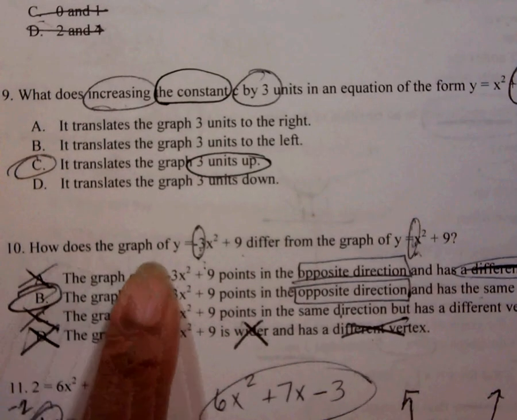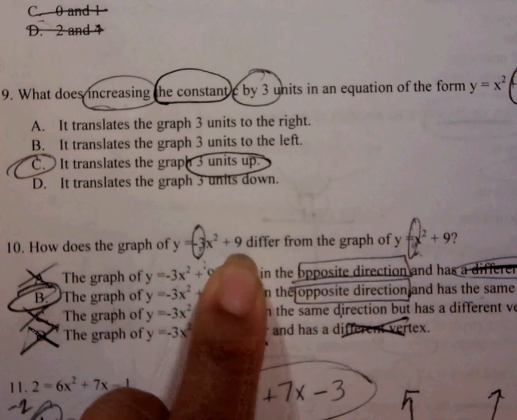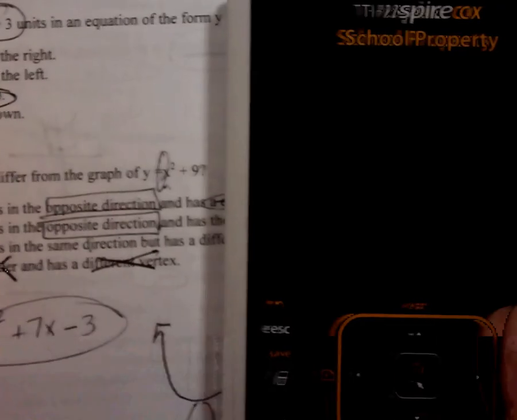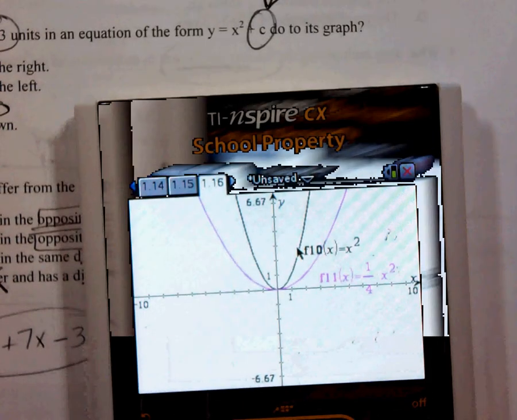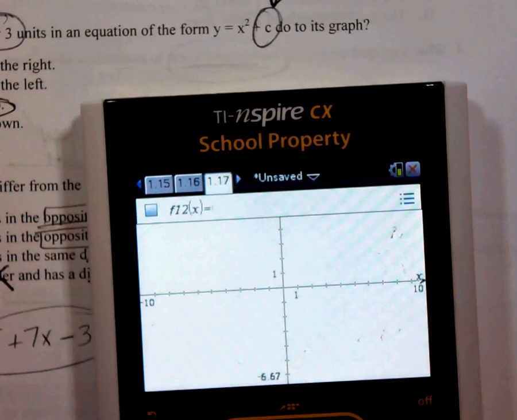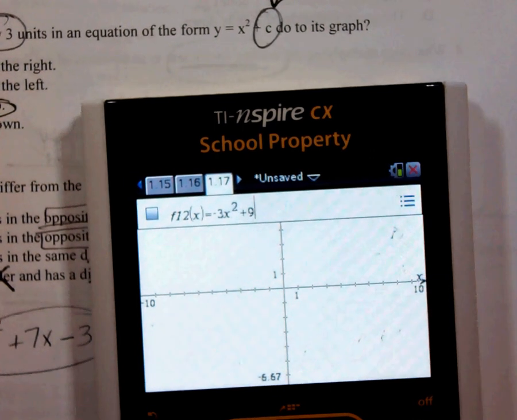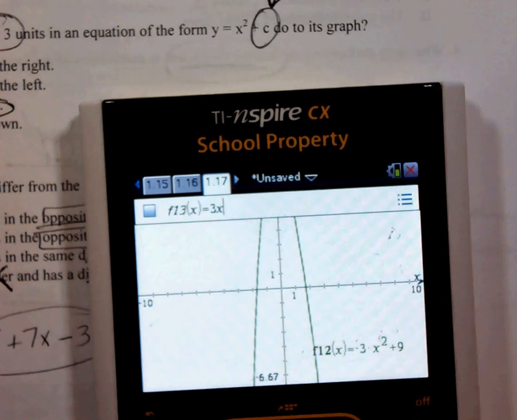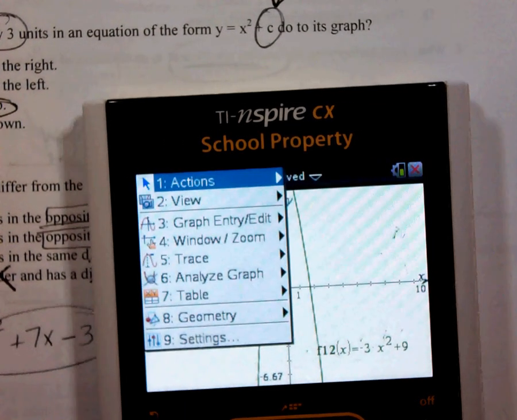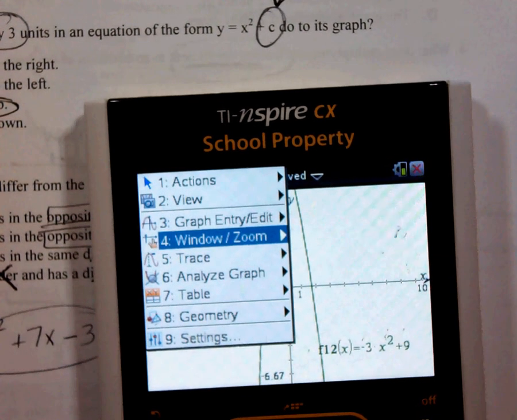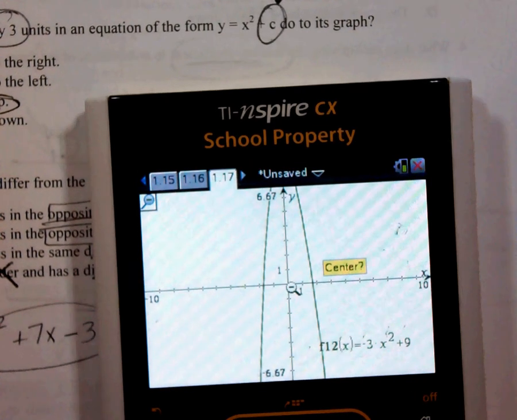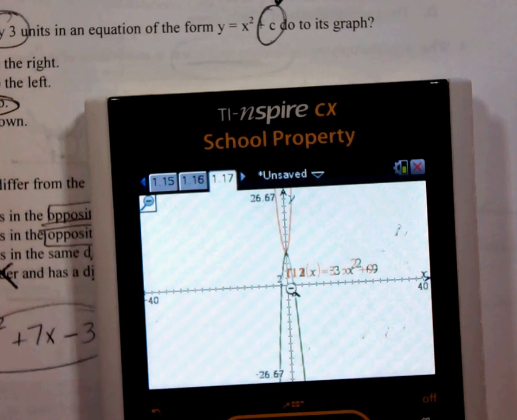Number 10, how does the graph y equals -3x squared plus 9 differ from y equals x squared plus 9? So we probably should graph this just to make sure. I'm still zoomed in, and I'm going to do Control Dock and get a new calculator graphing screen. Type in -3x squared plus 9, and then type in 3x squared plus 9. Okay, and I'm going to press menu, zoom, so 4, and I'm going to zoom out because I want to see this a little better. Zoom out, there we go.